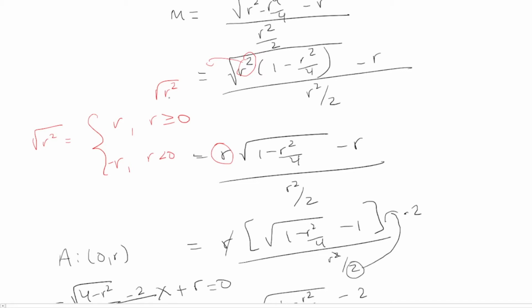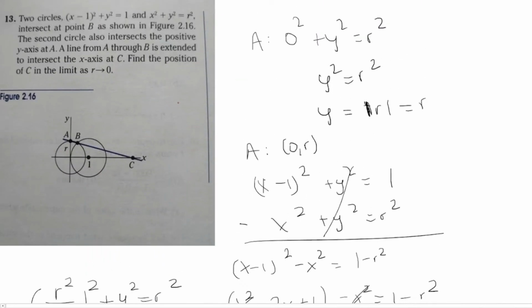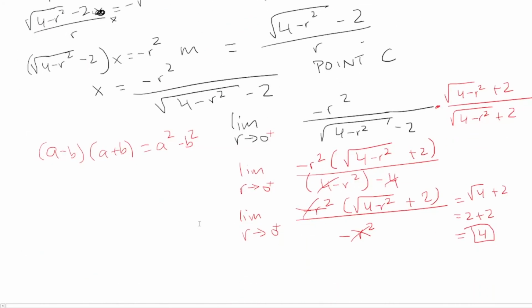So here we assumed r was going to be greater than or equal to 0, and that makes sense because r stands for the radius of this circle. You don't talk about negative radius. Okay, so r obviously has to be positive, and you're approaching 0. So you're approaching 0 from the right, since r is positive. So that's why the limit is 4.